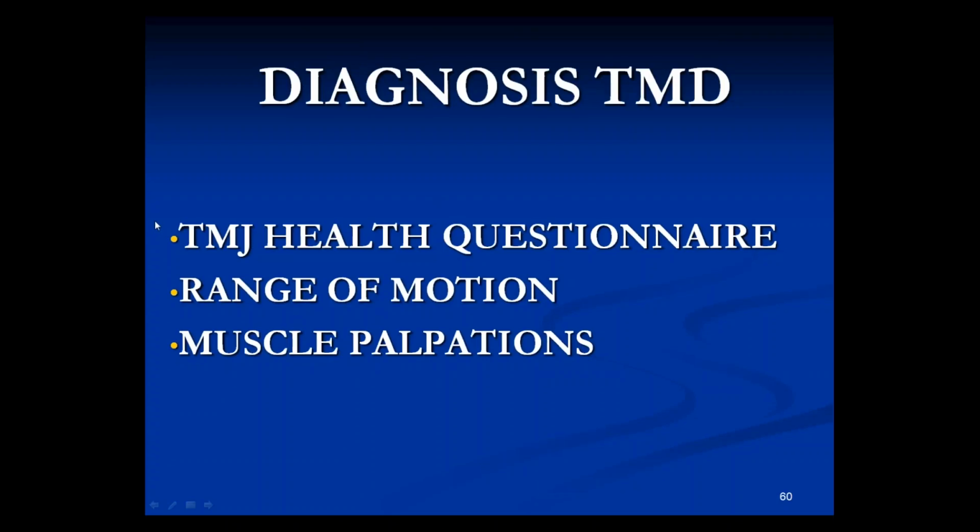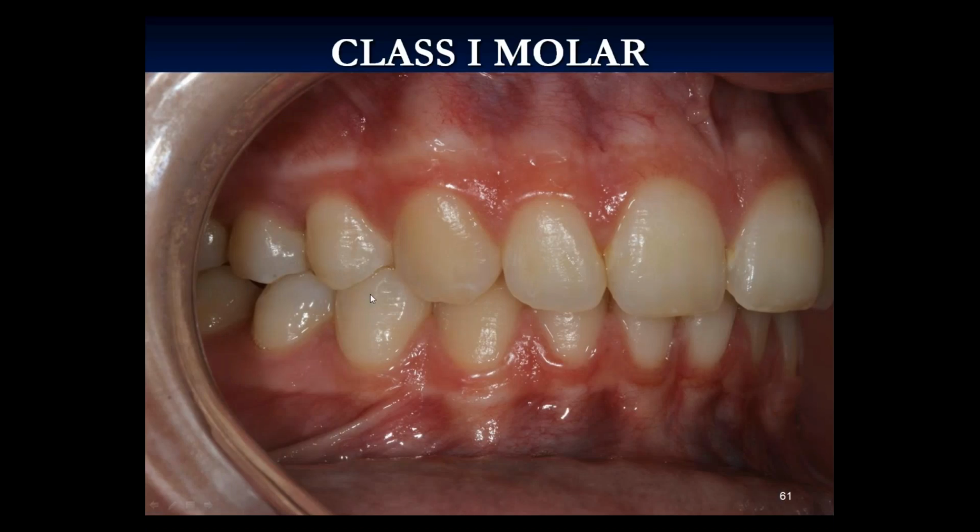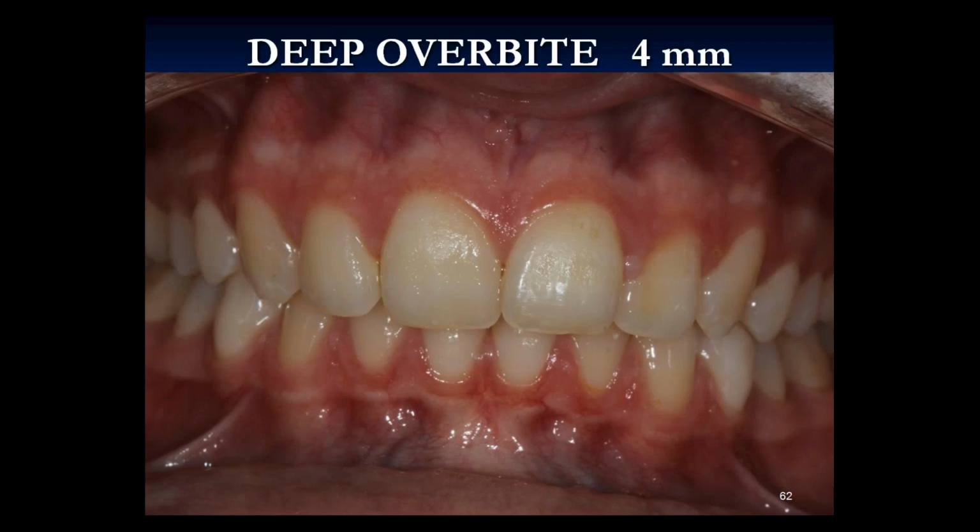Okay. The first thing we do, we have to diagnose it. So we have to find out, is it acute or is it chronic? Remember, is it less than 6 months or more than 6 months? Does she have an internal derangement or external derangement? Is it a muscle problem, or is it a clicking jaw, or is it both? So we do a TMJ health questionnaire first, check her range of motion, and palpate her muscles. And this will be surprising to a lot of dentists because you've got a lot of patients that look pretty good.